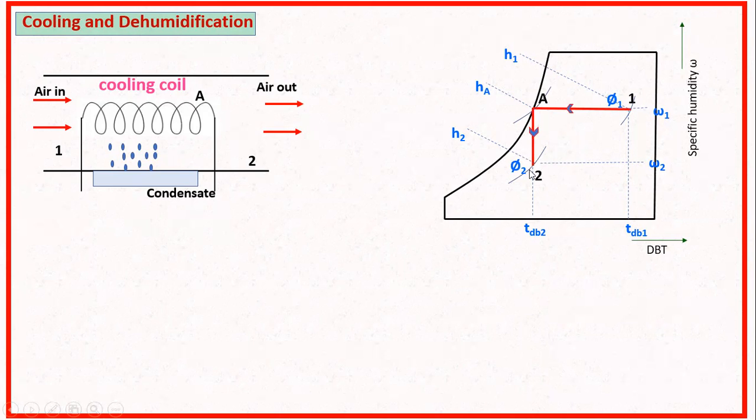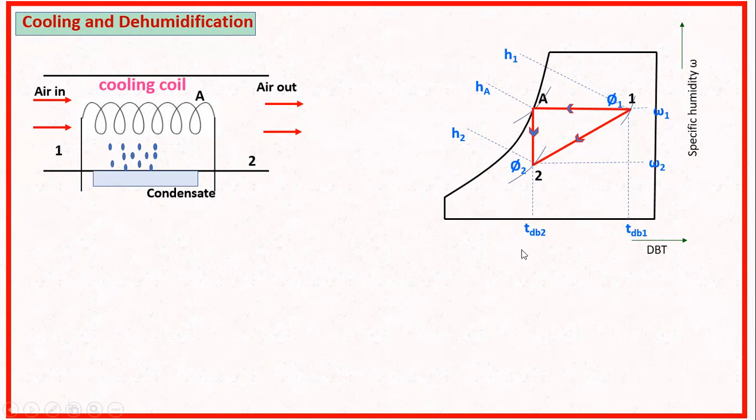Once the moisture content in the air reduces, the specific humidity omega 1, which was initially there, reduces to omega 2. That means once it passes a cooling coil, initially in the first part only the air gets cooled. In the second part, it would have reached the dew point temperature and be unable to hold the water particles in it. So it starts condensing, and since the water gets condensed, the moisture content reduces, and so omega 2 will be less than omega 1. So this is represented by the process 1 to 2.